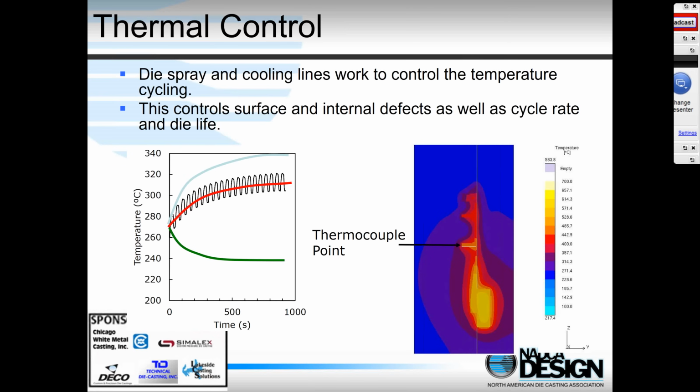So die temperature, again, is an important parameter. We just talked about that. We're going to affect the surface quality. We're going to affect surface defects. We're going to affect cycle rate, productivity, and die life. So that's a process parameter that we as die casters need to control.